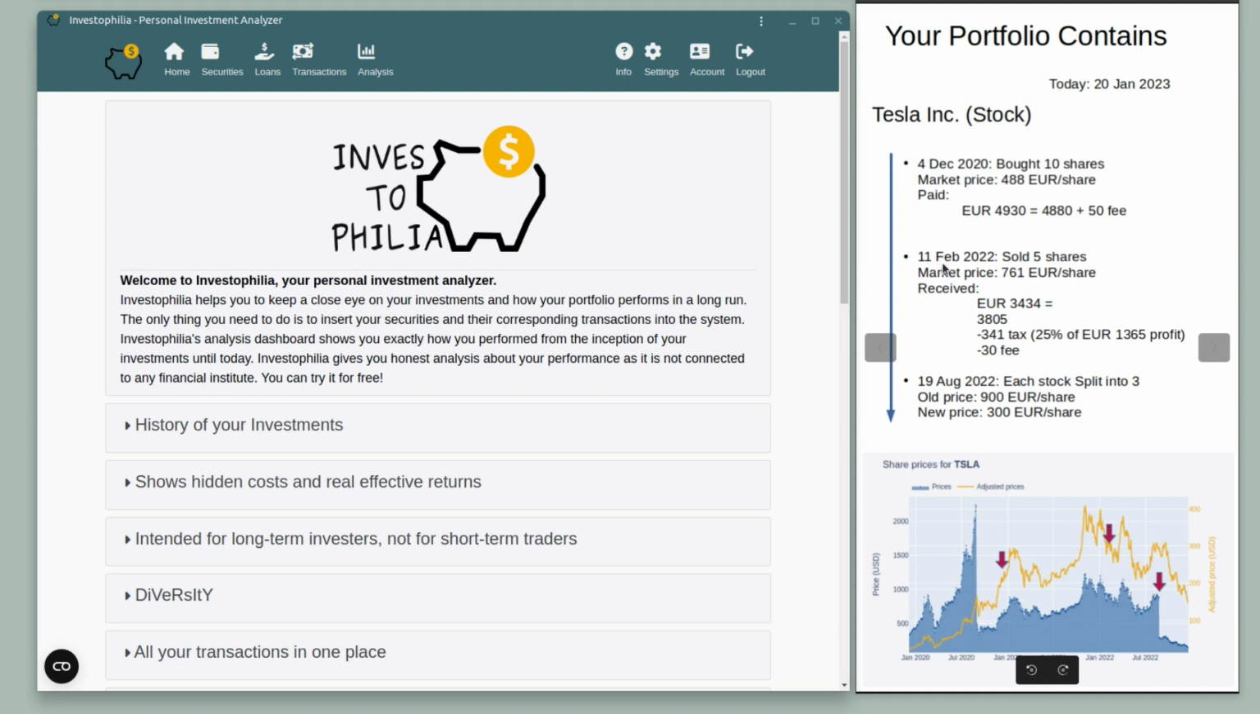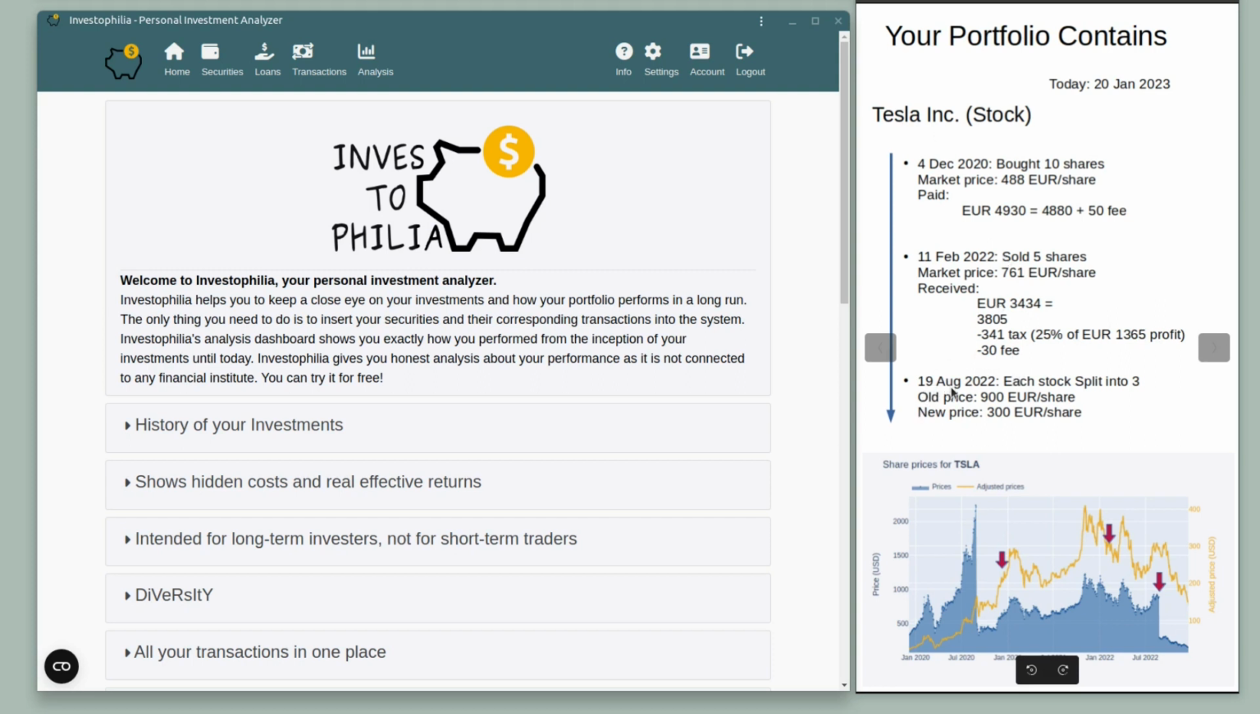Later, on 11th of February 2022, I sold half of them, so 5 shares, with a higher price, 761 euros per share. And in my bank account, I received this amount, 3,400 euros, which is equal to the 3,800 euros, the price of those 5 shares, minus the tax, 25% of the profit that I had with this transaction, and the fee that I have paid to the bank. But this is not all.